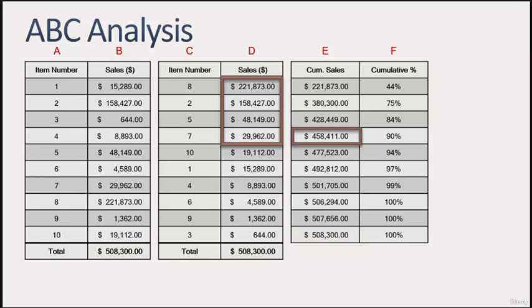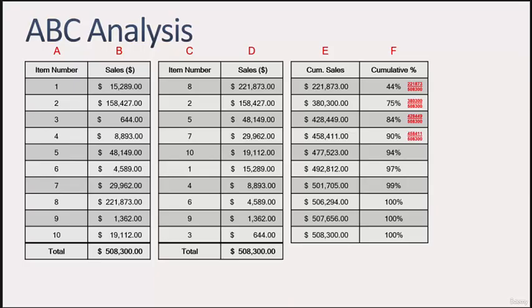The next step is to calculate column F, which is the cum sales as a percent. You take the cum sales figure from column E and divide each by the total of $508,300. In the first position, you take $221,873 divided by $508,300, gives you 44%.